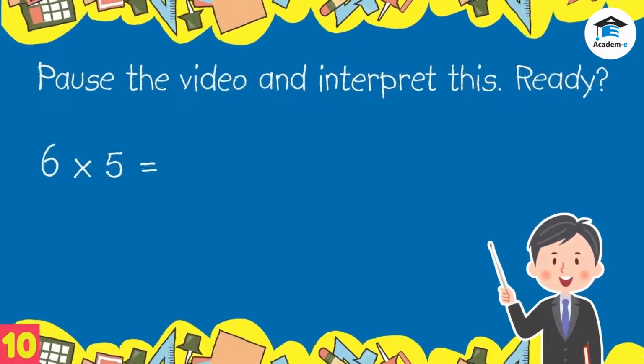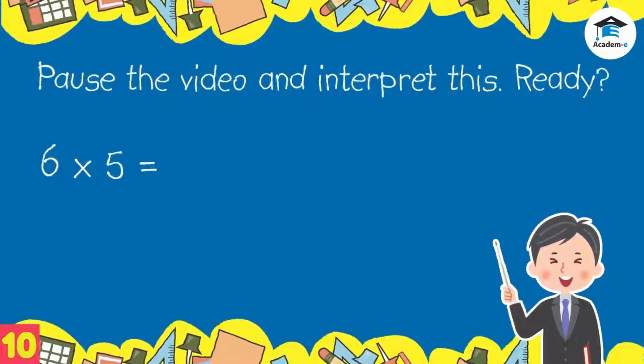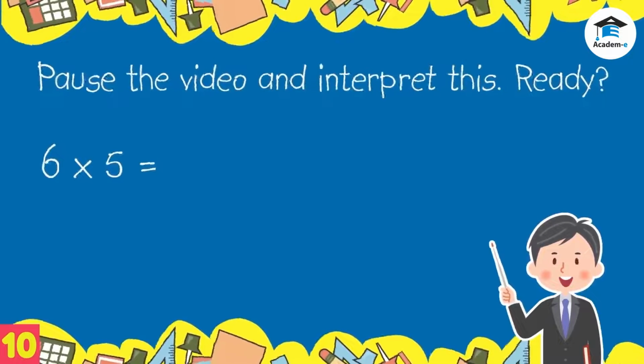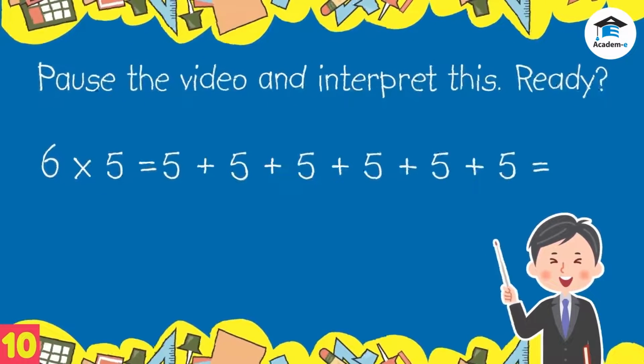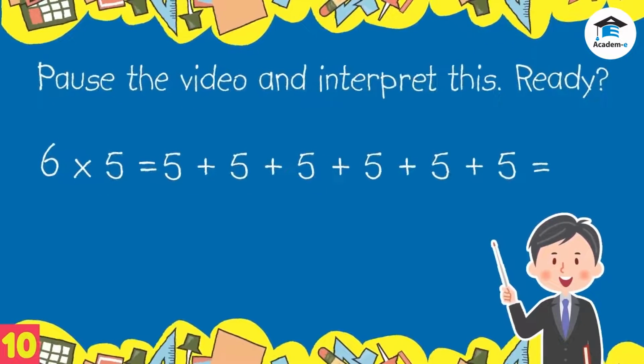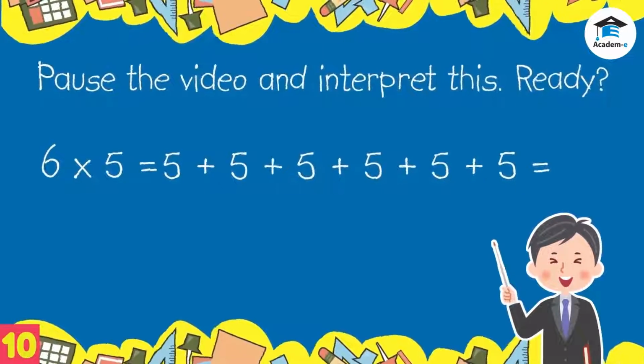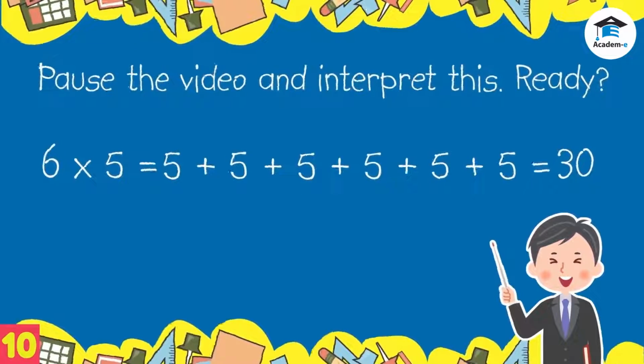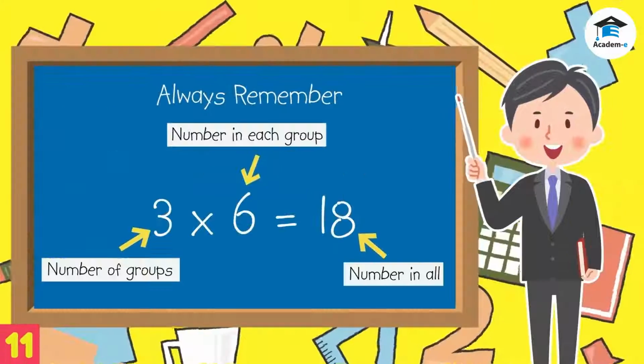Next, 6 by 5 is equal to what number? One way to interpret this is to say that there are 6 groups of 5s. So, we could say that this is equal to 5 plus 5 plus 5 plus 5 plus 5 plus 5, which is equal to 30. Always remember.